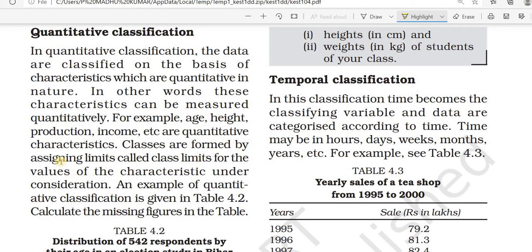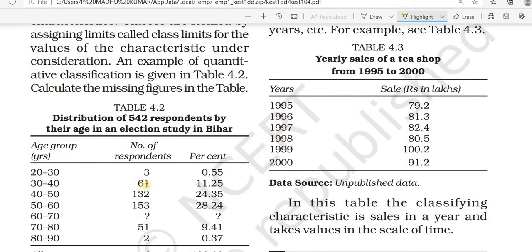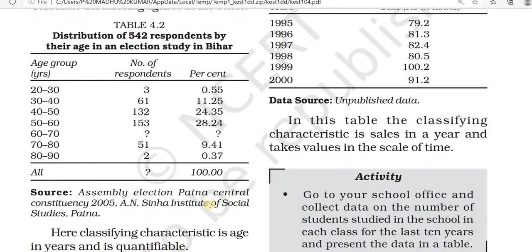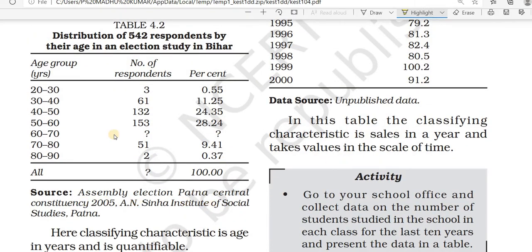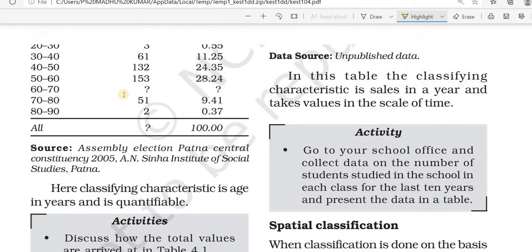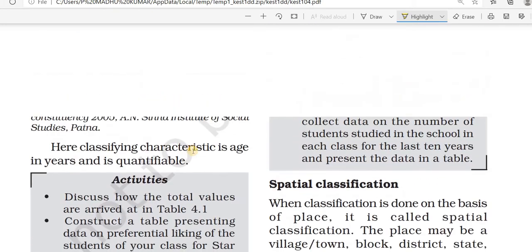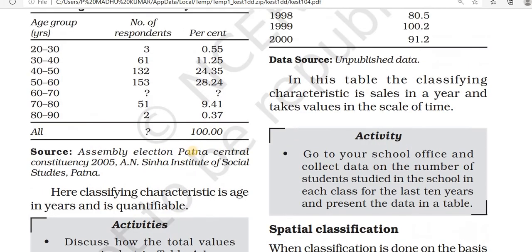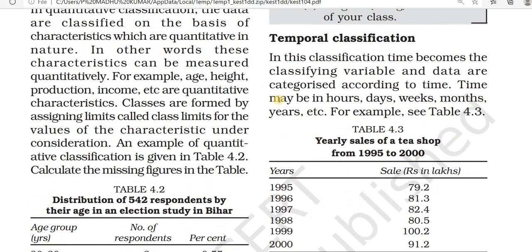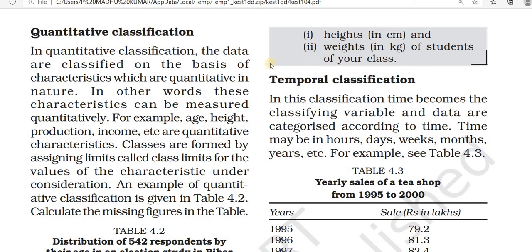Classes are formed by assigning limits called class limits. Here you can see 20 to 30, number of respondents 3%, 0.55%. That is quantitative. Assembly election in Patna, age in years 20 to 30. That we can classify in quantity only. Here also you can see height and weight, which we can calculate in quantity. Quantity means in number. That is quantitative classification.